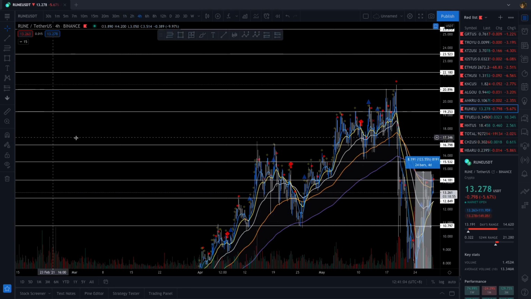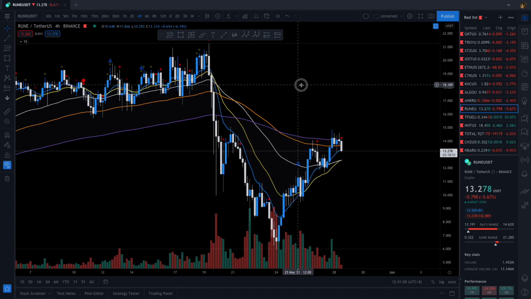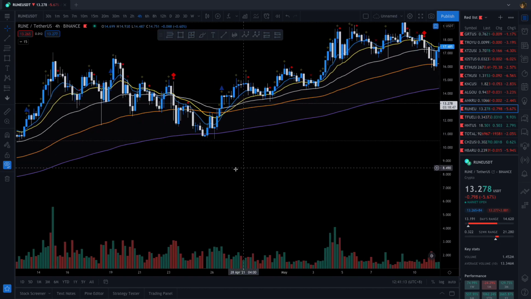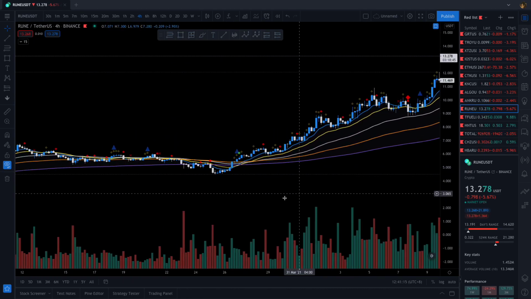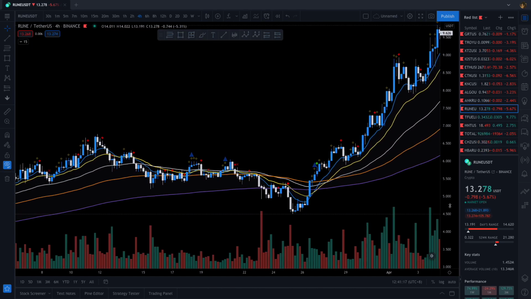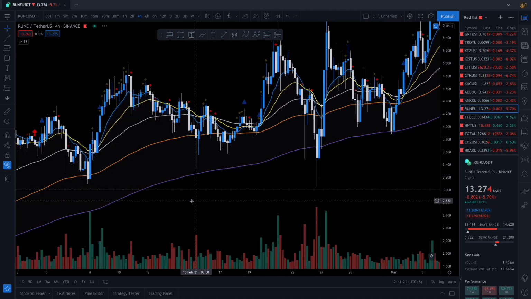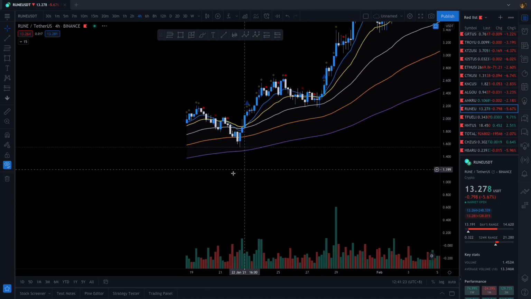So simply what that means is a golden cross is when the 50 EMA crosses above the 200 EMA. So that would be a golden cross, right? Sounds good, doesn't it? It's because it's the signal that an uptrend is beginning.